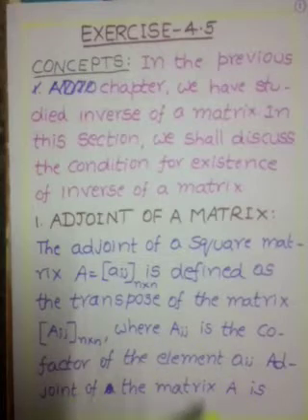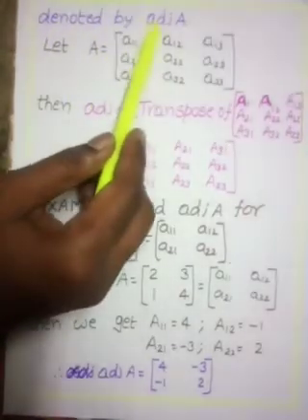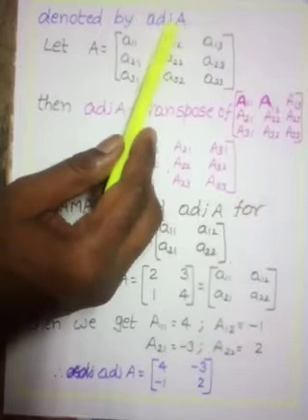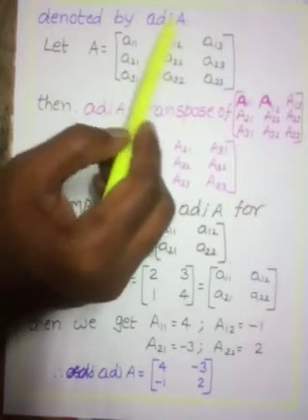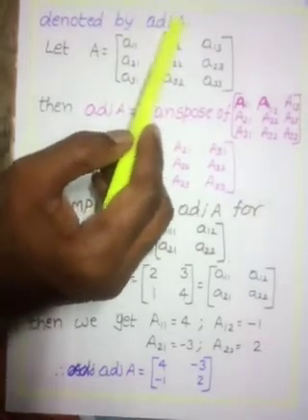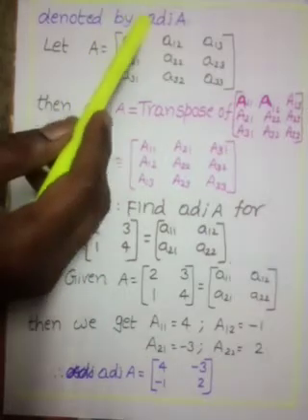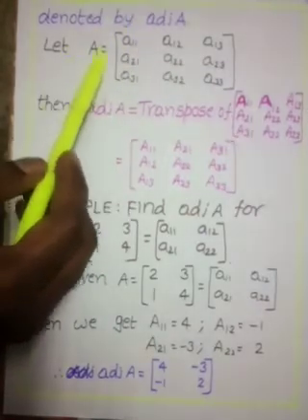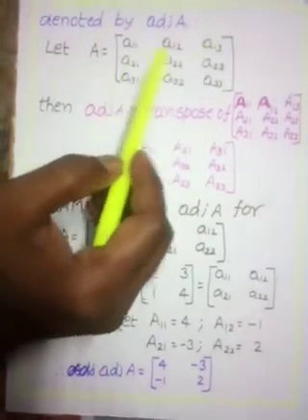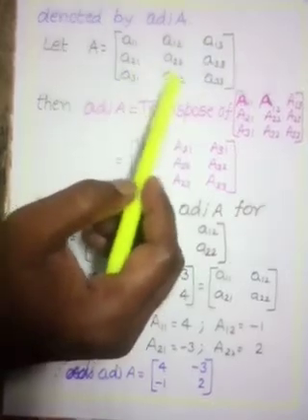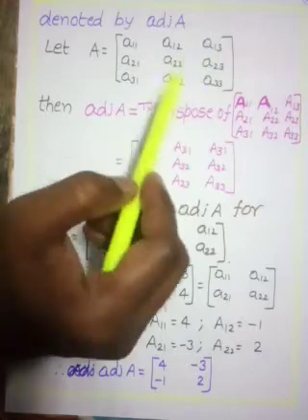Adjoint of the matrix A is denoted by adj A, small letters adj, capital letter A. Here A denotes the matrix A. So this is read as adjoint A. Now let us understand this concept by taking an example. Let A = matrix a11, a12, a13, a21, a22, a23, a31, a32, a33. This is a 3 by 3 matrix.